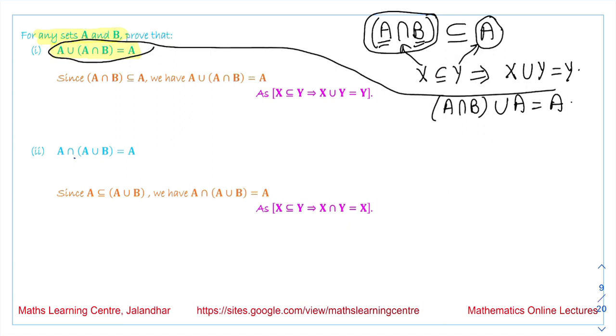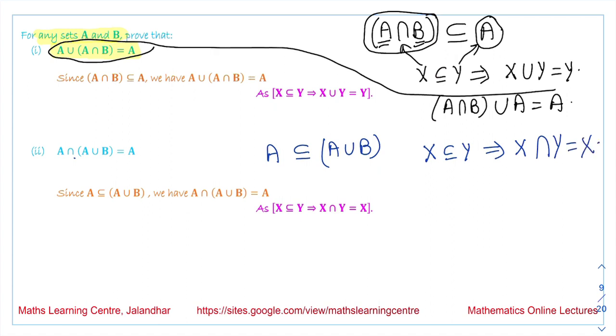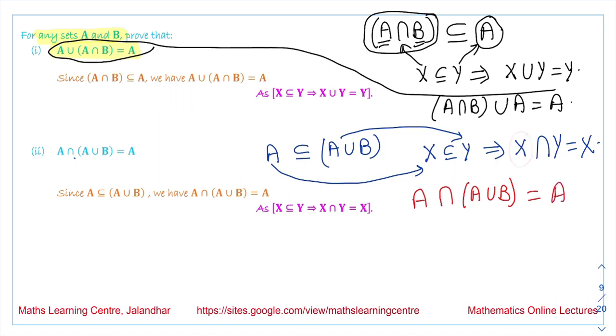In this result, we can see that A is always a subset of A union B. Again, we substitute the values in the formula that if X is a subset of Y, then X intersection Y is equal to X. In place of X we write A, and in place of Y we write A union B. So the answer we obtain is that A intersection (A union B) is equal to X, and this is equal to A.